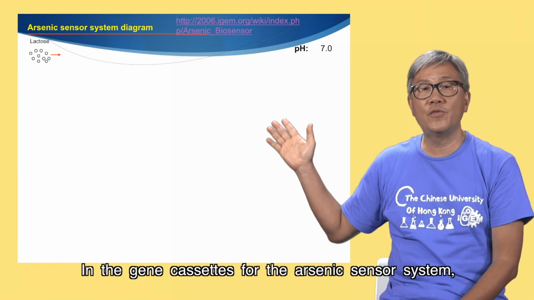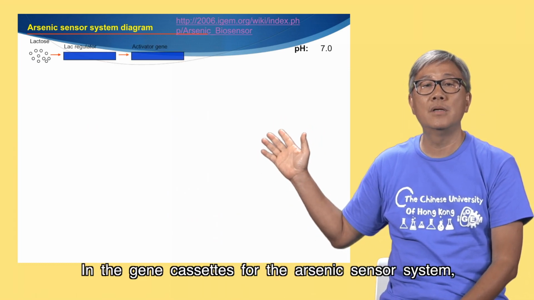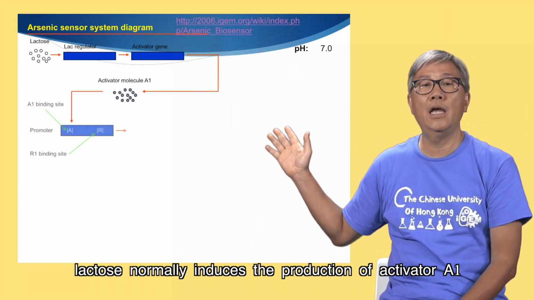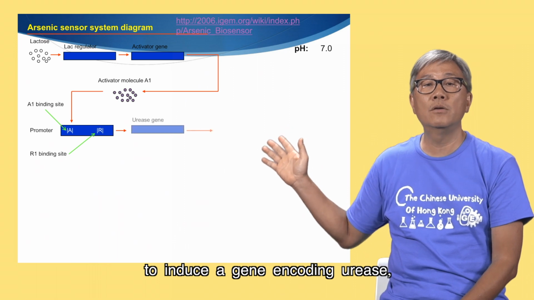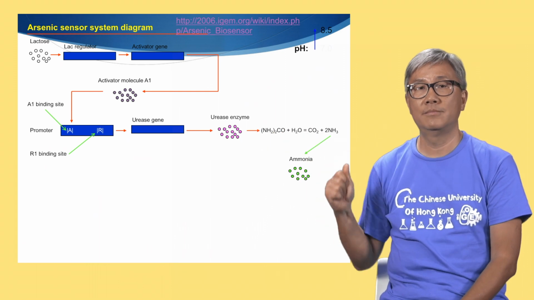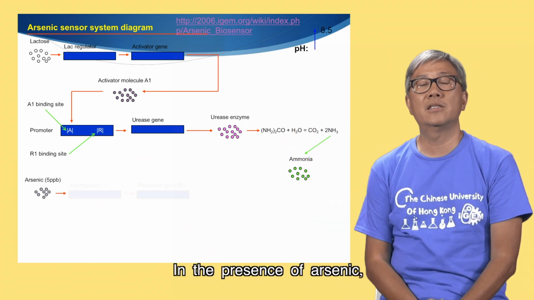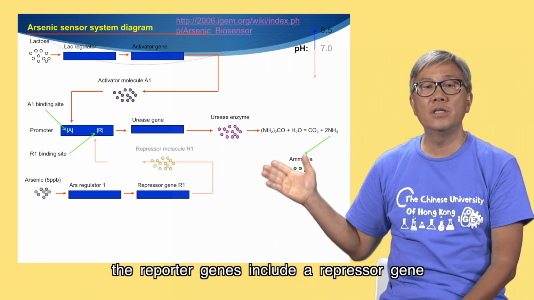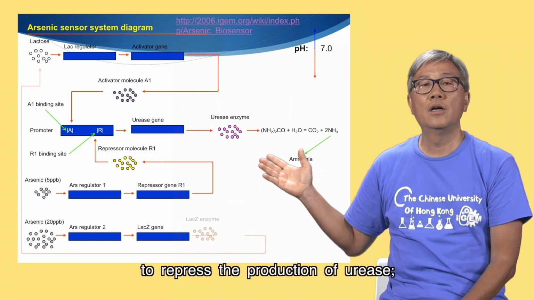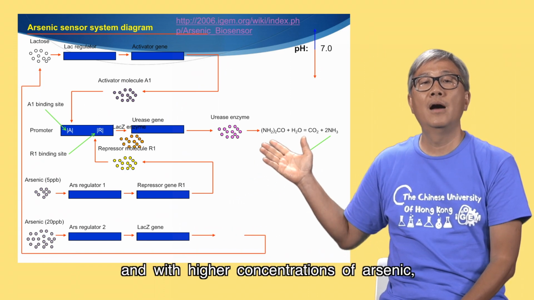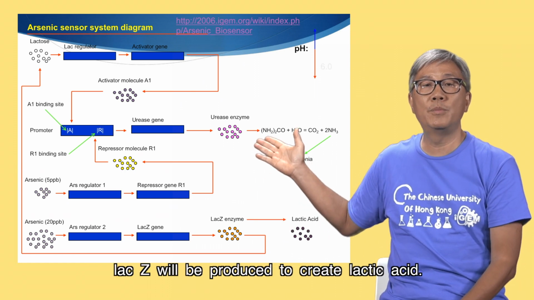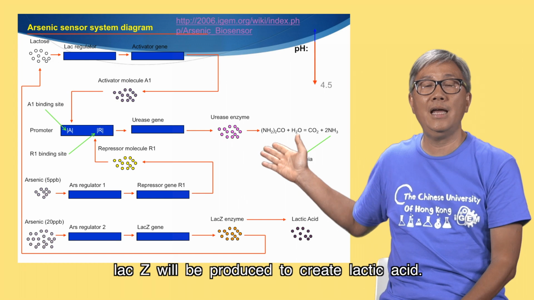In the gene cassettes for the arsenic sensor system, lactose normally induces the production of activator A1 to induce a gene encoding urease, which is an enzyme to produce ammonia. In the presence of arsenic, the reporter genes include a repressor gene to repress the production of urease, and with higher concentrations of arsenic, lacZ will be produced to create lactic acid.